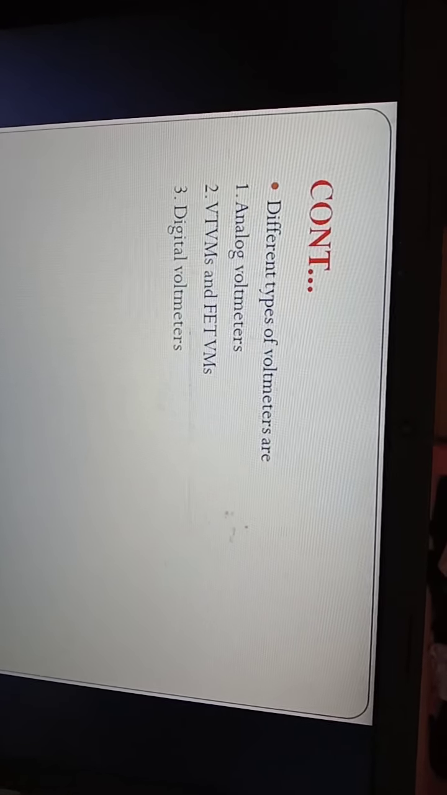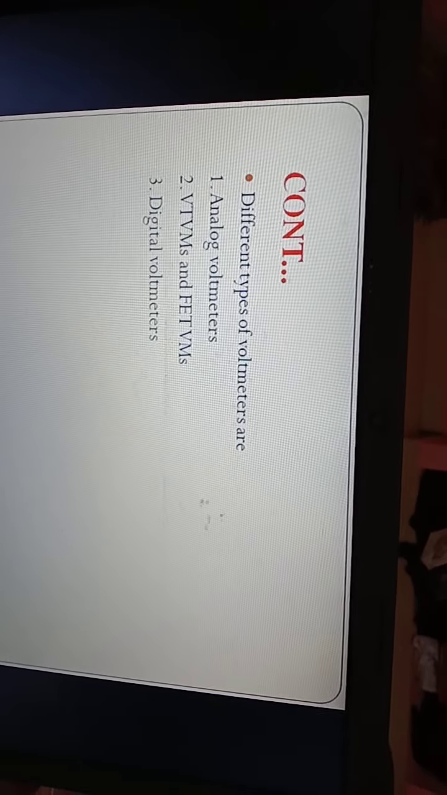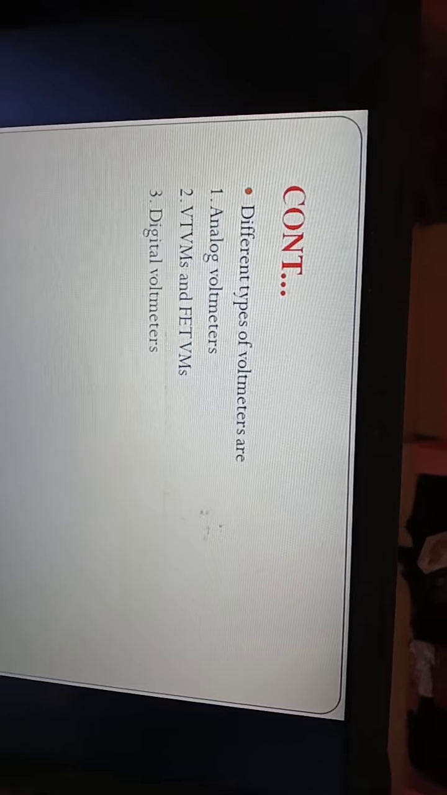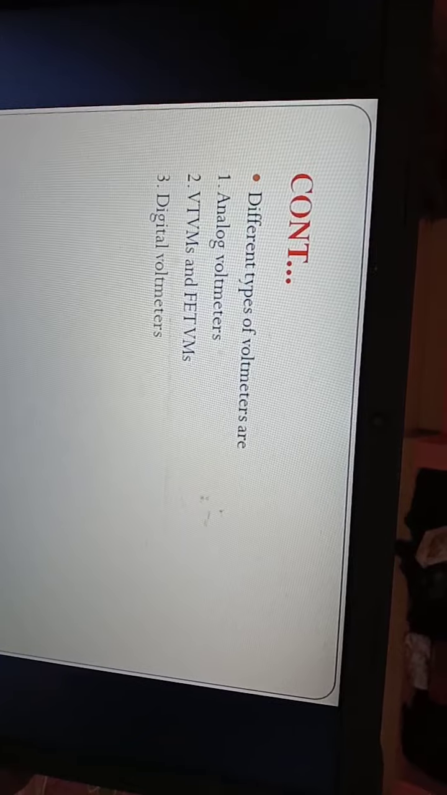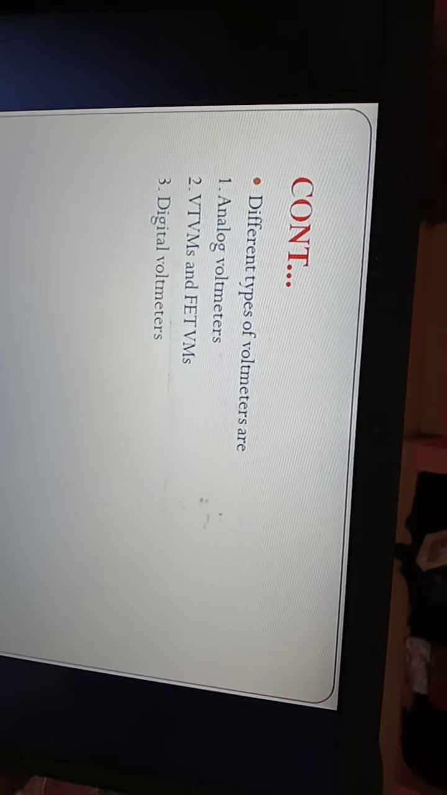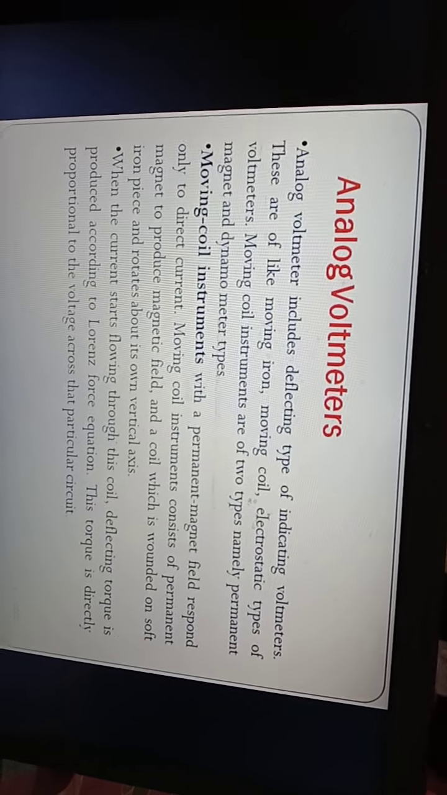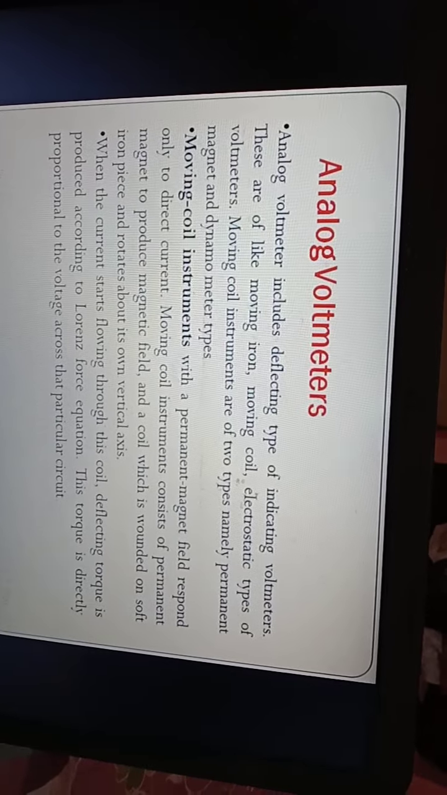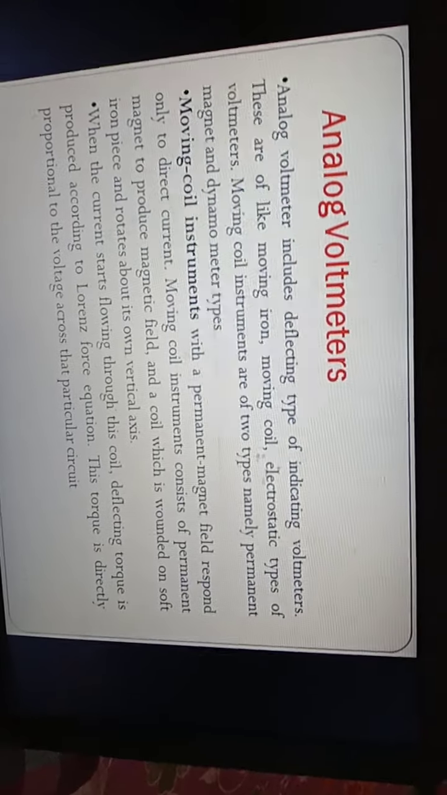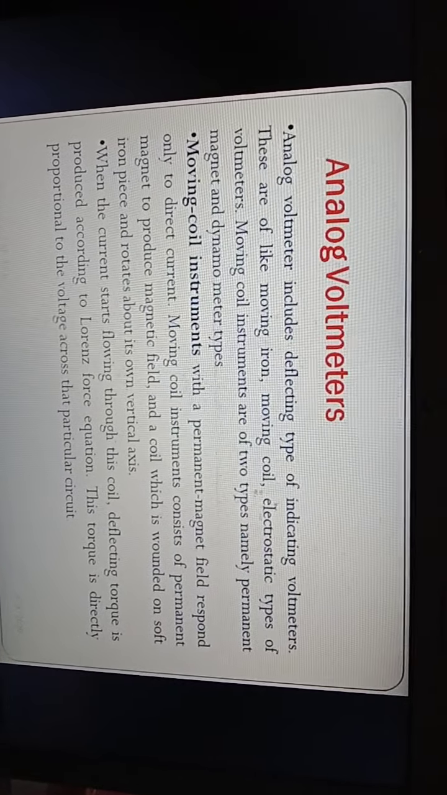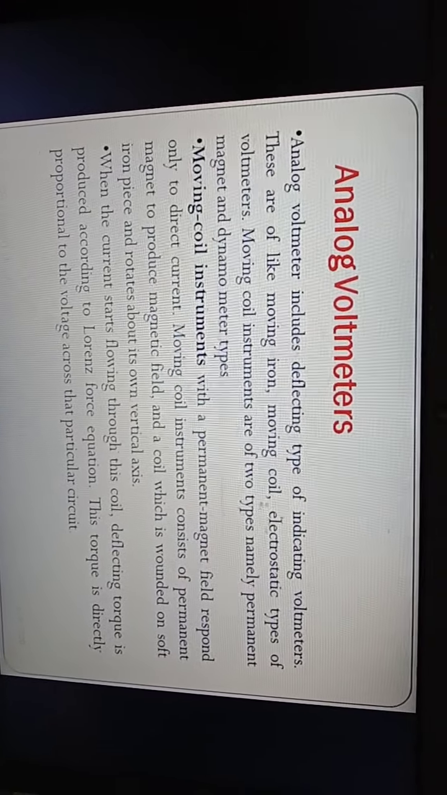So what are the various types of voltmeter? It is the analog voltmeter, VTVM, that is the vacuum tube voltmeter, and the FET voltmeter. FET means FET based voltmeter, and the third one is the digital voltmeter. In an analog voltmeter we can measure the analog voltage. So what instrument is used in the analog voltmeter? Moving coil, that is a permanent magnet moving coil.